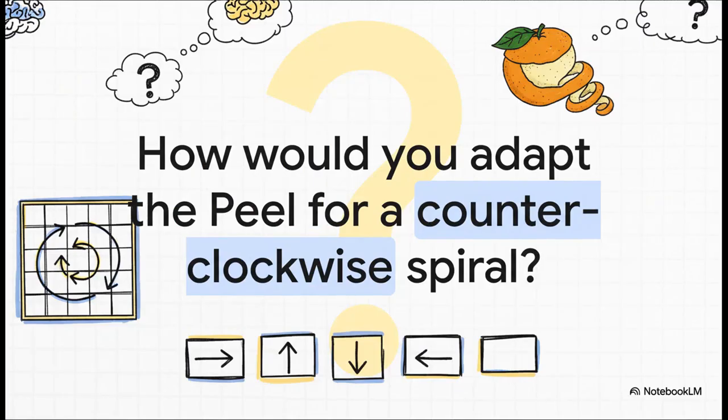So, you've got the patterns down, but here's a little challenge to make sure you really understand it. How would you change the peel pattern to traverse a matrix spirally, but in the opposite direction, counterclockwise? Think about it for a second. The answer is just reordering those 4 steps we talked about.